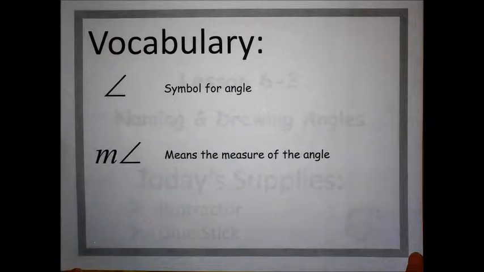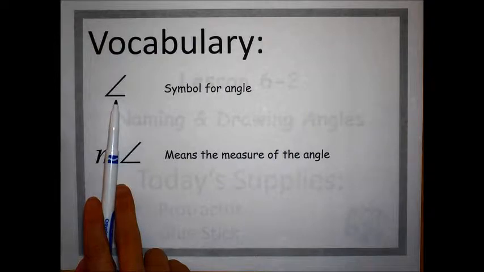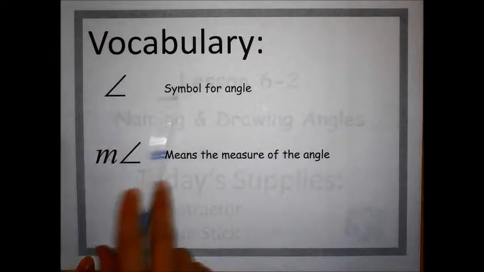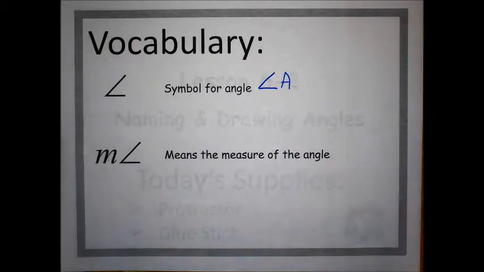We do have 2 new vocabulary words today, or more like symbols. The first symbol that you see looks a little like the less than symbol, but when you see this symbol, it is the symbol for angle. So if I'm talking about angle A, I would put that symbol in front.